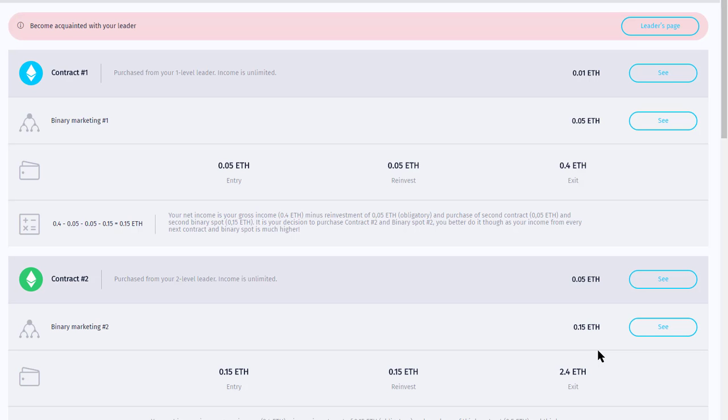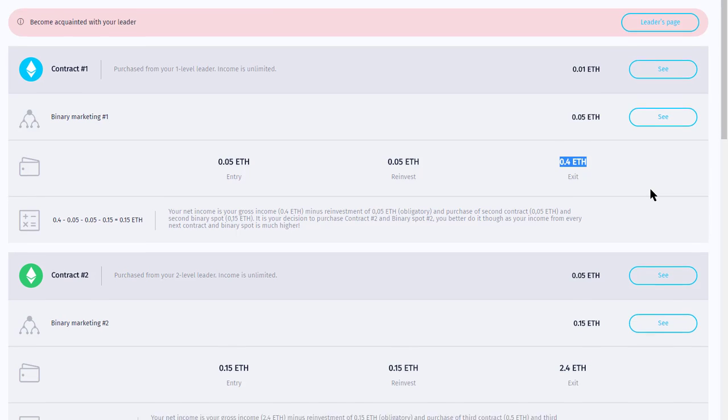Right now we are going to talk about contracts number 1, 2, and 3. In contract number 1, you're buying the contract number 1 at 0.01 Ethereums and binary marketing number 1 at 0.05 Ethereums, which equals to 0.06 Ethereums and approximately $18. On that $18, you are making 0.4 Ethereums, which equals to $120.